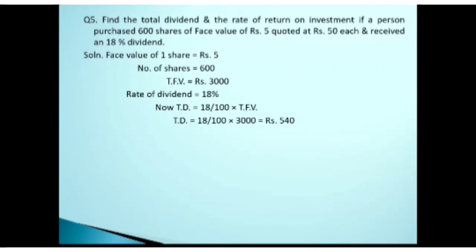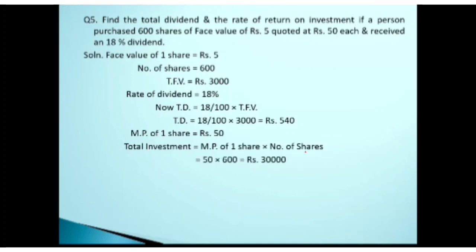After this, the next was to get the total investment, for which the market price is already mentioned to you as rupees 50. So total investment is calculated by this particular formula, and that is coming here to be rupees 30,000. 50 multiplied by 600. And finally, we go with the rate of return with the formula of total dividend divided by total investment. And that is coming here as 540 divided by 30,000 into 100, and the answer will be here as 1.8%.